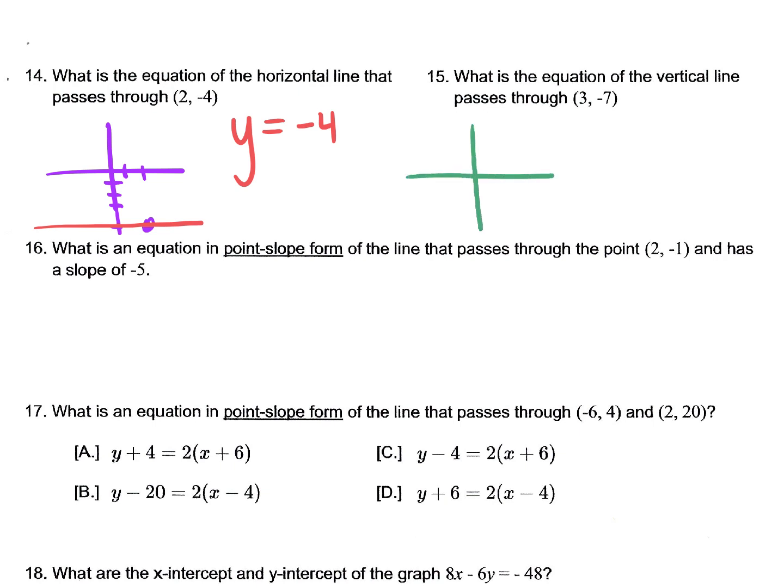15, so that's the answer. 15, we're going over 3, down 7. I'm going to shortcut this. Down 7. Put our point. So the picture is not drawn to scale.